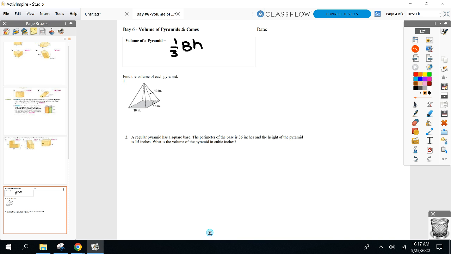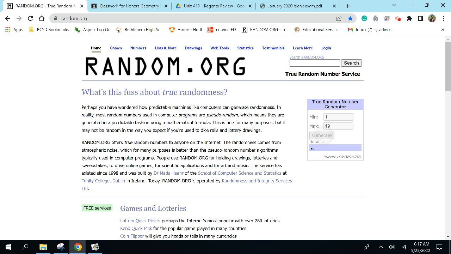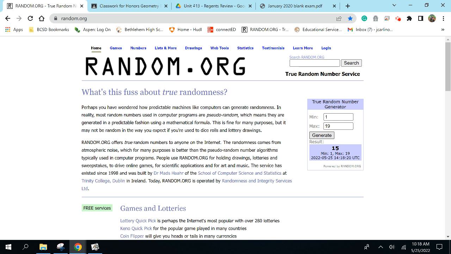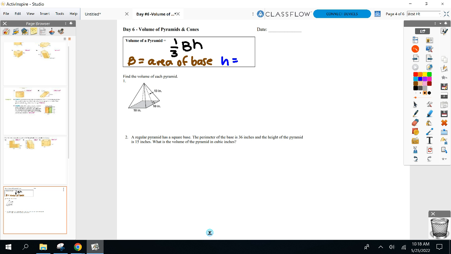Can you help me from yesterday? What's capital B stand for again? Area of the base. Usually it's a square, but we've seen hexagons, right? And what's H stand for? I just don't want you to say height, because I got a lot of heights here. Remember the pyramid theory, height, slant height. What's H here? That's L. L is slant height. This is the height of the pyramid, the altitude.